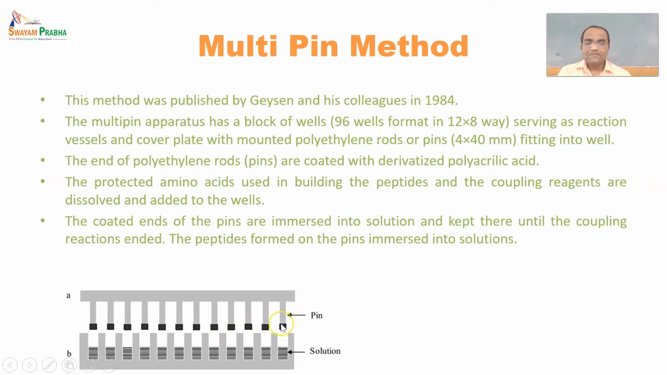So these pins are coated with a derivative such as polyacrylic acid, and the protected amino acids are dissolved in the wells. The coated ends of the pins, here you can see the black ends, are dipped into a solution until the reaction ends, and now the peptides are formed on the pins, and here the desired compound will be forming.